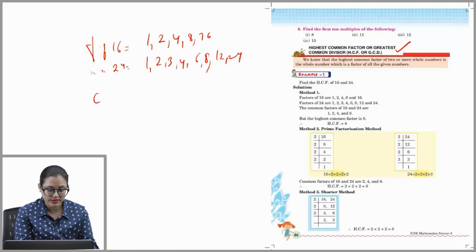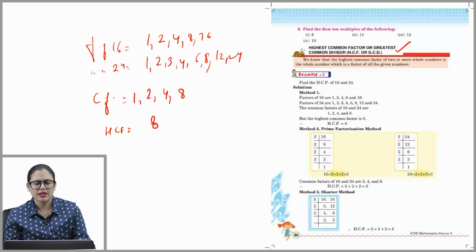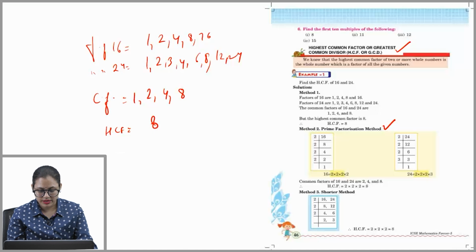Now find the common factors. Common factors are 1, 2, 4, 8. And HCF means highest common factor, which is what? 8. Right. Method 2 is the prime factorization method. First we will find the prime factors of 16 and then 24. Now the common factors are 2, 2, 2. Here too, we will multiply only the common factors. So the HCF is 8.